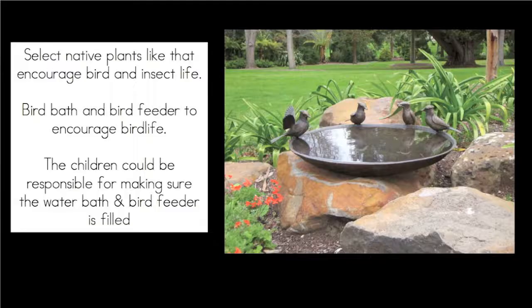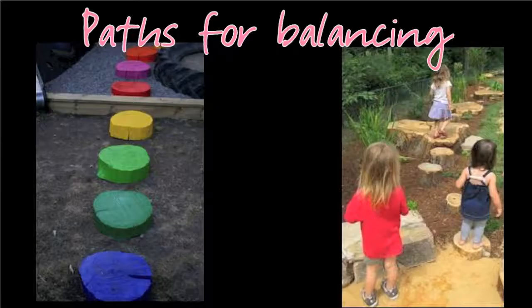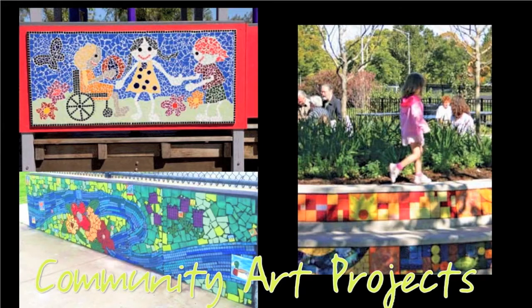Okay. And bird baths. Now, selecting native plants will encourage bird and insect life. So this is something to consider when you select your plants. So the children can be responsible for the bird bath or a bird feeder, but it also attracts the insects and the birds. You can have this as part of your environmental education as well. That's just a beautiful bird bath that I saw. Paths for balancing, including that in your setting. Love those.